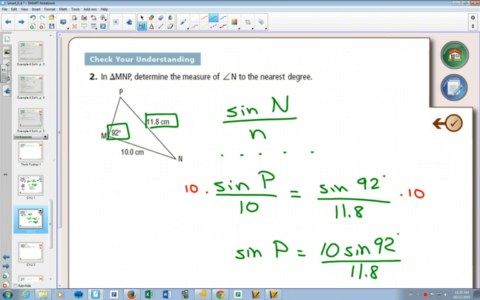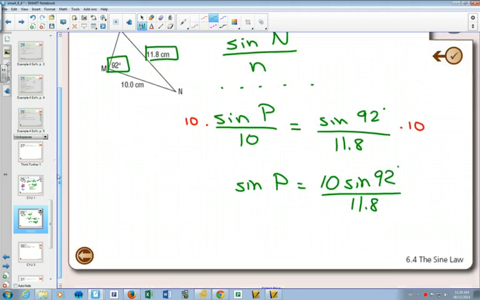Type this into our calculator. We're going to get a decimal. We haven't solved for p yet. We're going to get sine of p equals, type that into our calculator, and you get 0.8469, dot, dot, dot. That would keep going.